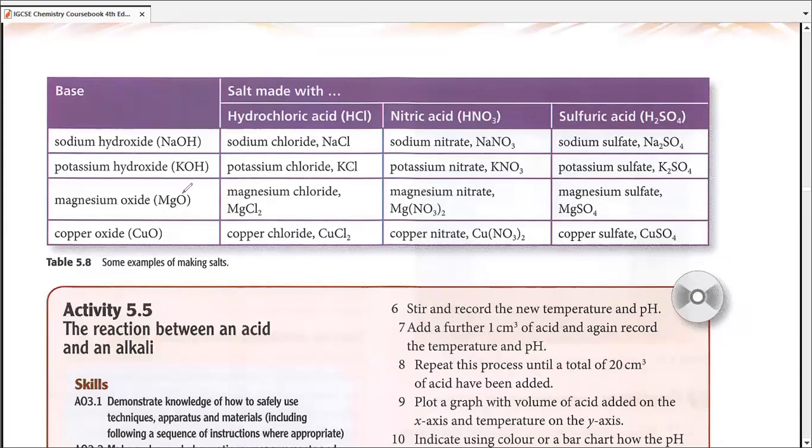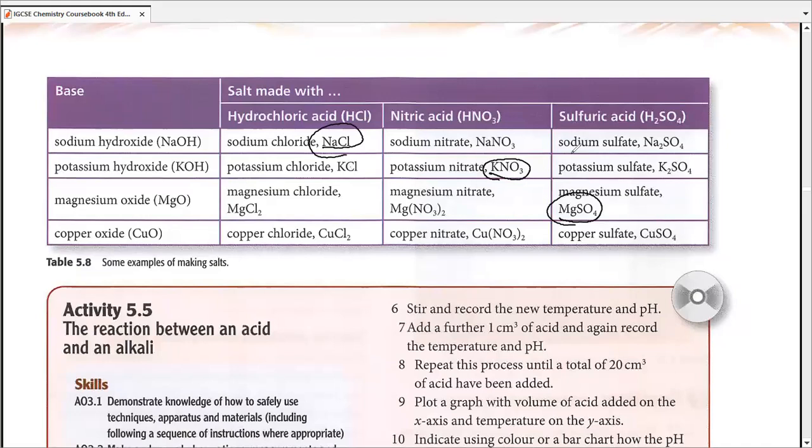or the alkali. In this case, the top two are alkalis, my bad, the bottom two are bases. So you would easily notice that the product changes every time. We started off with sodium, we ended up with sodium chloride in this case. If we started off with potassium, we ended up with potassium nitrate in this case. Or if we started off with magnesium oxide, we ended up with magnesium sulfate in this case. Every time, the name and the formula are written.